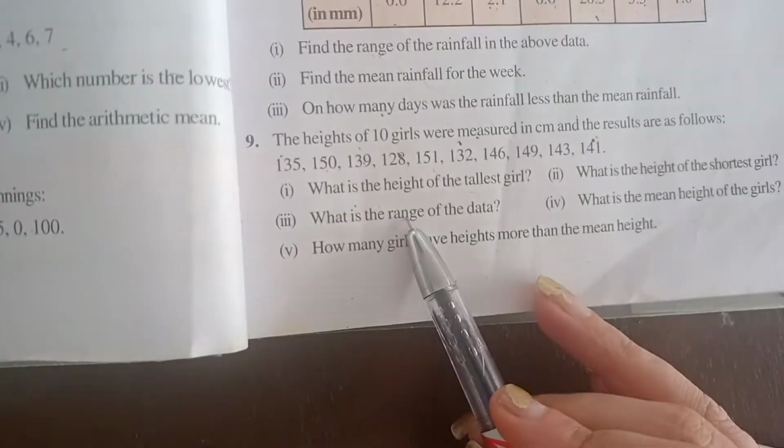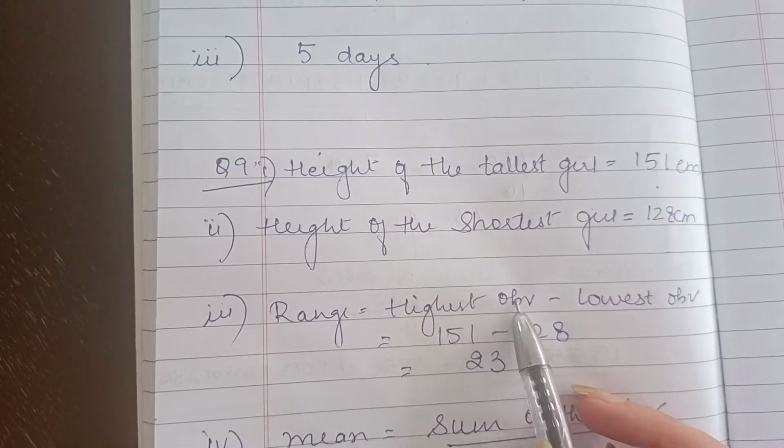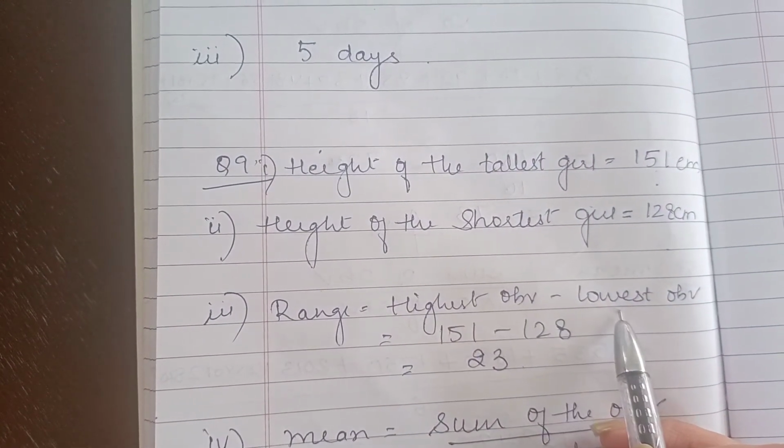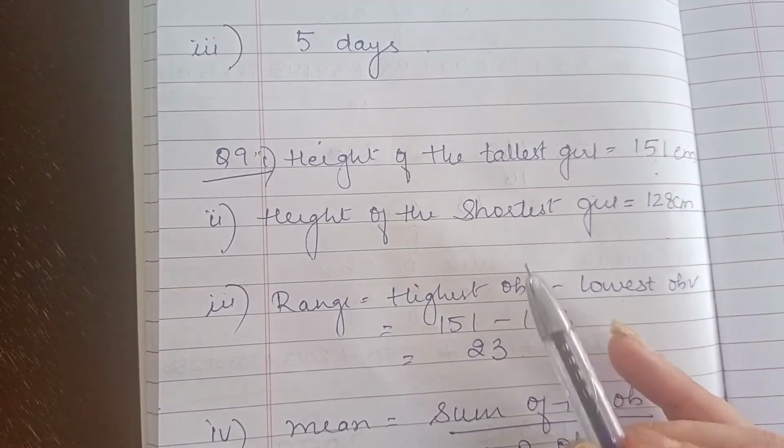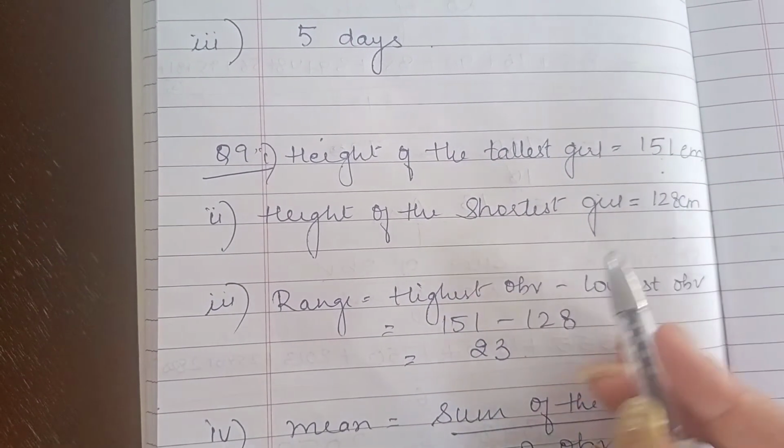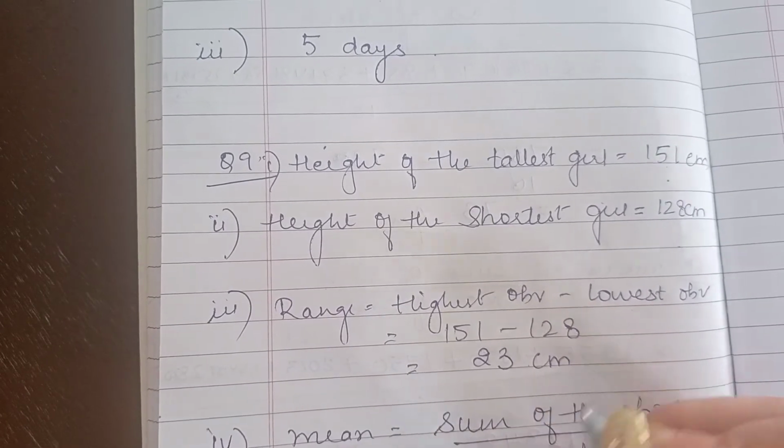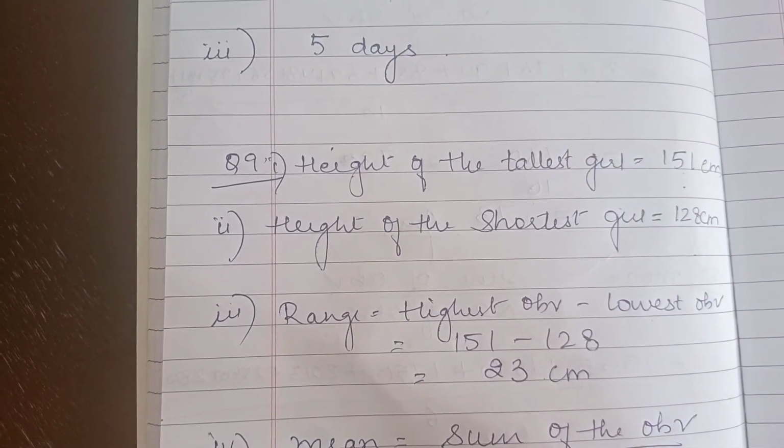Third part, they're asking what is the range. So for finding the range, the formula is highest observation minus lowest observation. Highest height is 151, lowest height is 128. Subtract, you will get the answer as 23 centimeters.